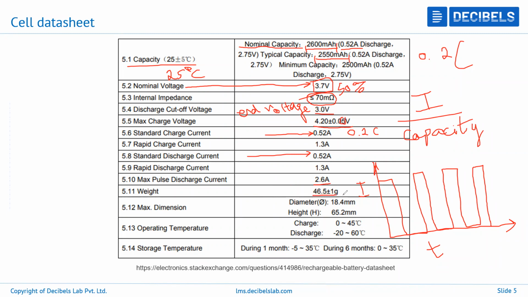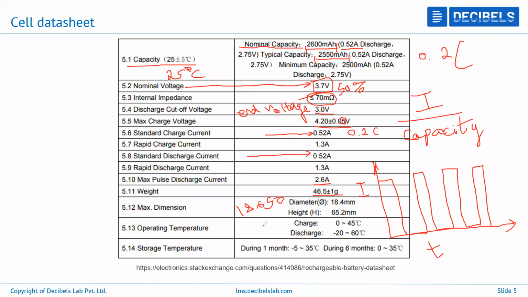So this is your classified weight. And 18 millimeter diameter, 65 millimeter height, you can immediately recognize this to be an 18650. So 18650 is 18 millimeters diameter, 65 height, and the 0 stands for cylindrical.